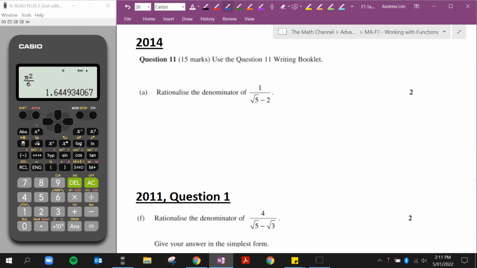Okay, question 11a of the 2014 paper. Rationalize this denominator. So we have 1 over root 5 minus 2 times root 5 plus 2 over root 5 plus 2, giving us root 5 plus 2 over 5 squared is 5, minus 2 squared is 4. So we get root 5 plus 2 over 1, which is just root 5 plus 2.